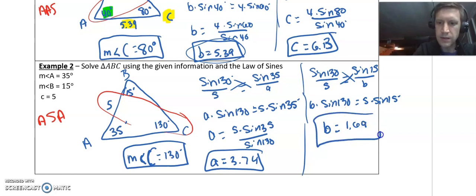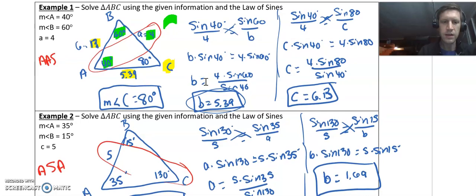Okay, so the last thing I'll say is just verify. I think you can see from this example one that the largest side is across from the largest angle, smallest side across from smallest angle, and that just confirms logically that our triangle makes sense.